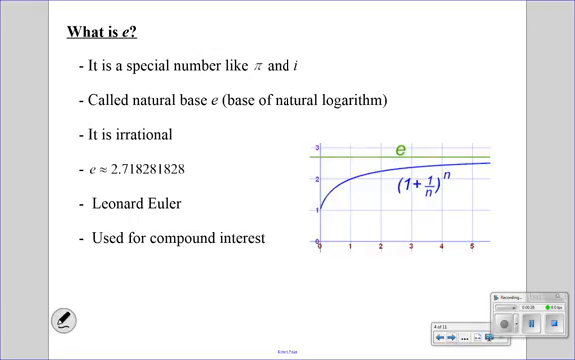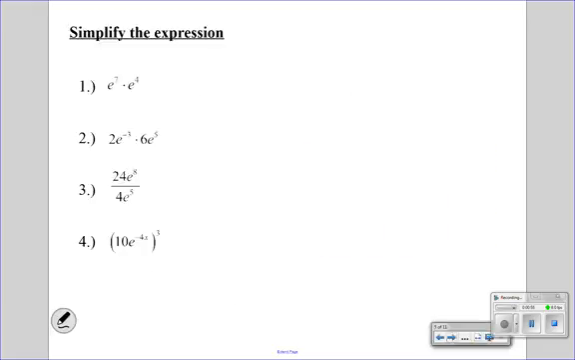Leonhard Euler discovered that if you continually added together 1 over 1 factorial plus 1 over 2 factorial plus 1 over 3 factorial, etc., and continued to do that forever, that sum would come closer and closer to e, but would never reach e. And so that's where our e value comes from. Like I said, we call it the natural base e. It's the base of natural logarithms, which we'll work with later.